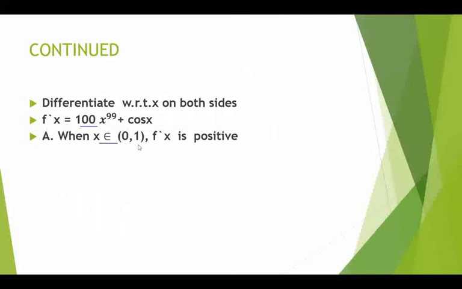What is option A? x belonging to the interval 0 to 1. When you put any value between 0 and 1, you know the cos x value always lies between -1 and 1. And here the x value lies between 0 and 1, so 100 into a positive number raised to 99 is a positive quantity. Overall, f dash x is positive.